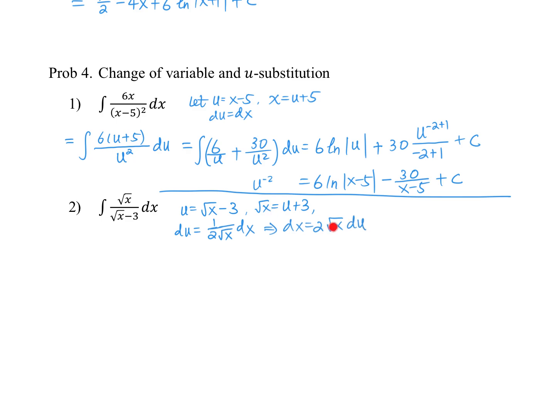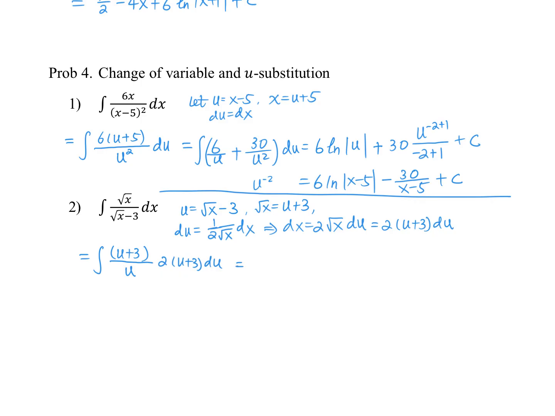And for the square root of x, I'm going to do the substitution right there. So this is dx equals 2 times u plus 3 du. So it seems like everything's ready. Let's do the substitution. Square root of x is u plus 3, and dx is 2 times u plus 3 du. And the bottom is just your u, right?